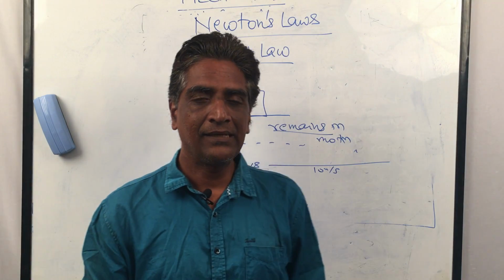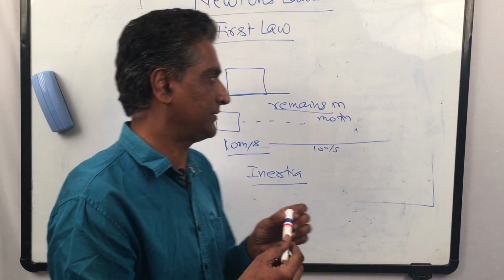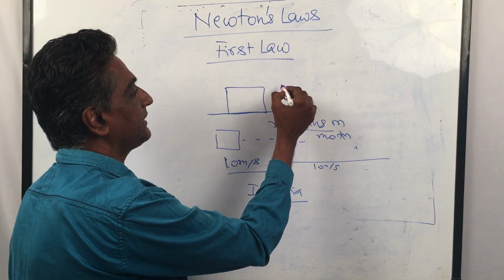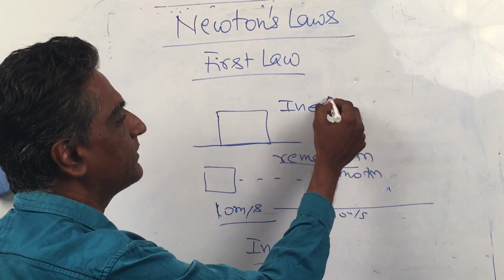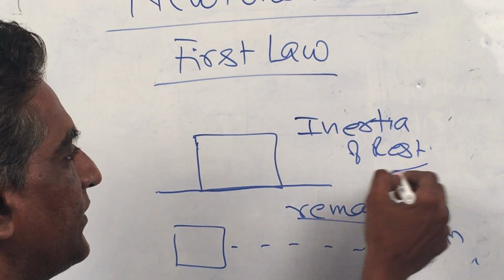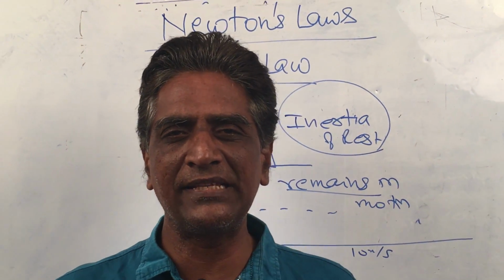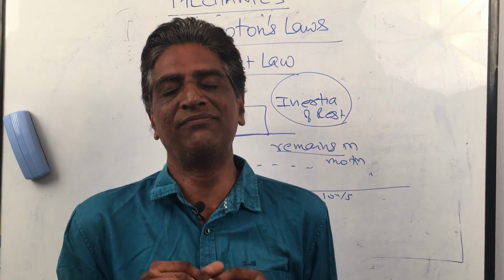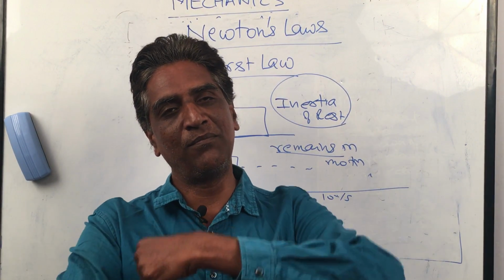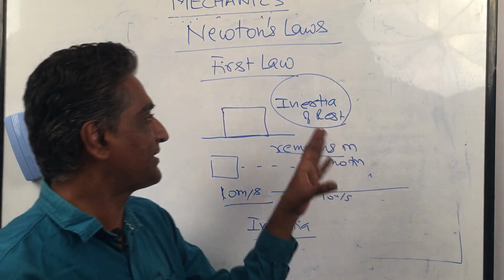So the law says a body will remain at rest if it is at rest. That is inertia of rest. This is a lovely word, inertia of rest. The English meaning of inertia is kind of laziness, not moving. So a boy says, I'm not going to study, I'm going to sit here. So he's like inertia. So this is also like an inertia.